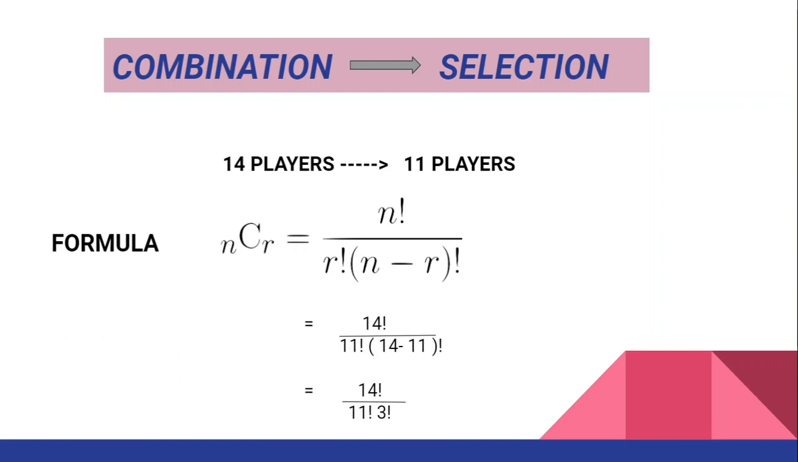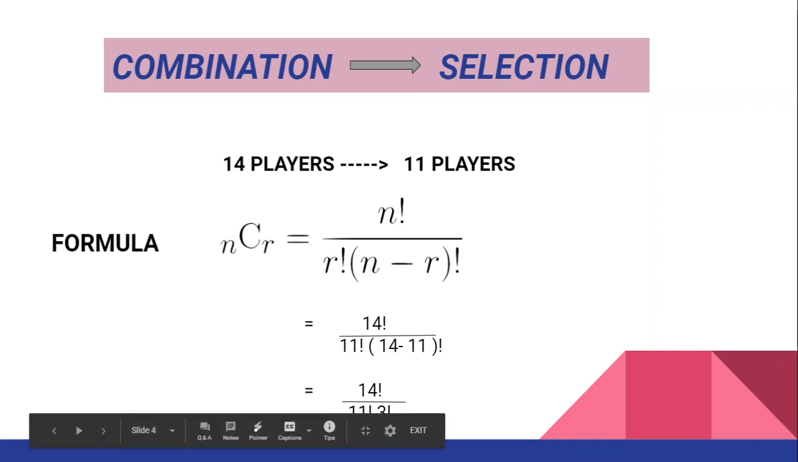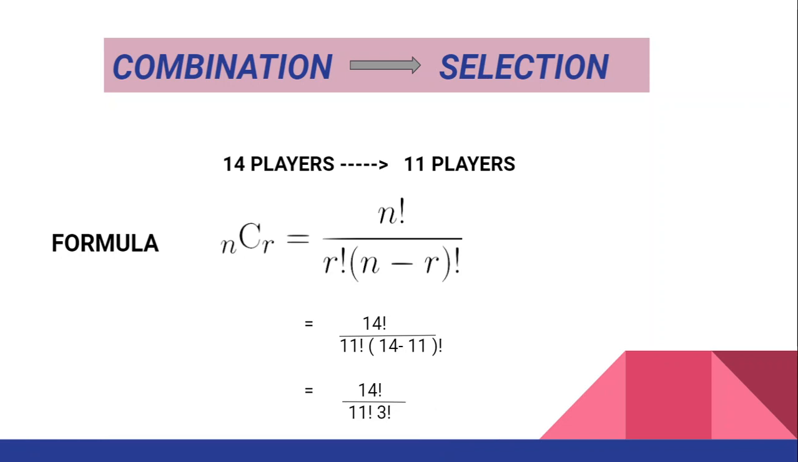Let's see this with an example. We had 14 players and we had to select 11 players, right? So n is 14 and r is 11. So we'll have 14 factorial upon 11 factorial into 14 minus 11 factorial. That is 14 factorial upon 11 factorial into 3 factorial. Right? You can solve this to get the answer.